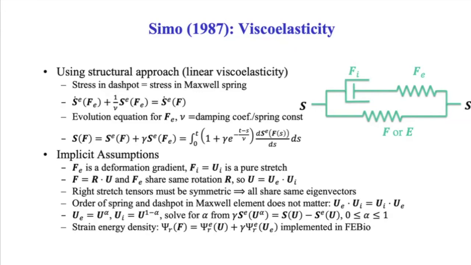Not only that, therefore, the rotation in this series element, rather, should be the same as the rotation in the parallel. When you do this, it turns out you can calculate the stretch in the elastic spring, and you can calculate this stretch here using a power law that you see here. And internally, that's what we do in FEBio. We solve for this power exponent alpha in order to satisfy some of the constraints, and then we can give you back a strain energy density.